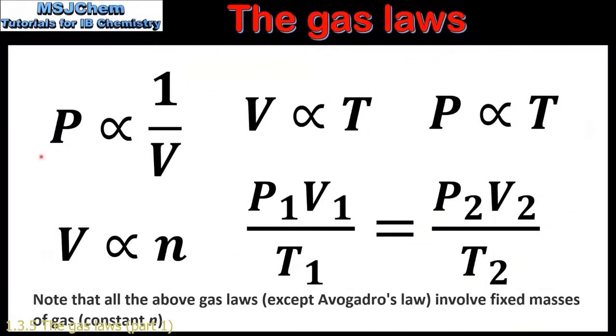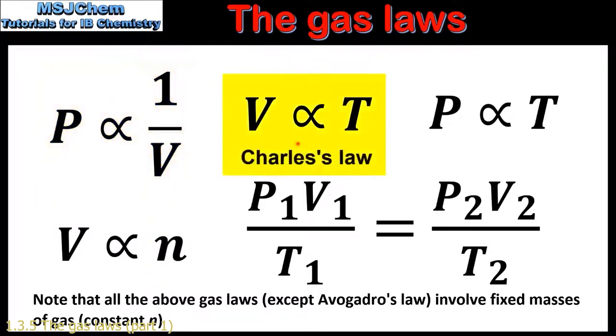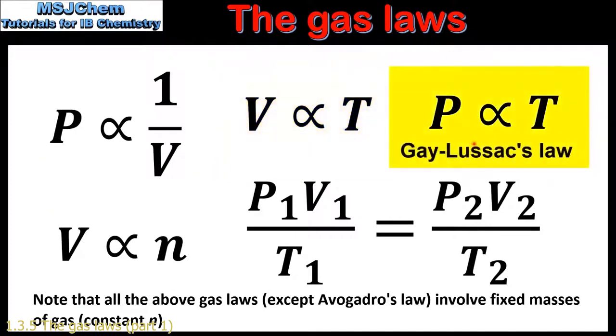In this video, I'll be looking at the following gas laws. The first gas law is the relationship between pressure and volume at constant temperature, which is also known as Boyle's law. Next is the relationship between volume and temperature at constant pressure, which is also known as Charles's law. We'll also look at the relationship between pressure and temperature at constant volume, which is also known as Gay-Lussac's law.